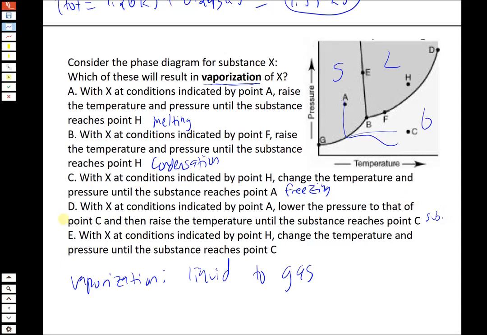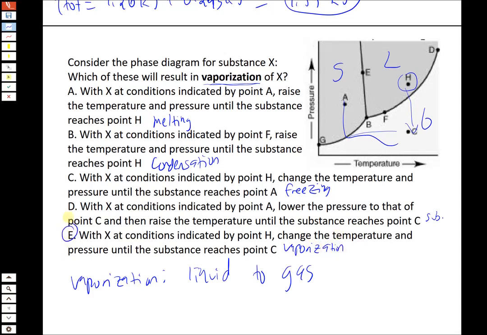So then the only choice that's left is E. And here for choice E, we're starting at H, and we're changing the temperature and pressure and going to C. So in this answer choice, we're going from H, which is in the liquid part of the diagram, to C, which is in the gas part of the diagram. This would in fact be vaporization, and so that's going to be the correct answer choice.